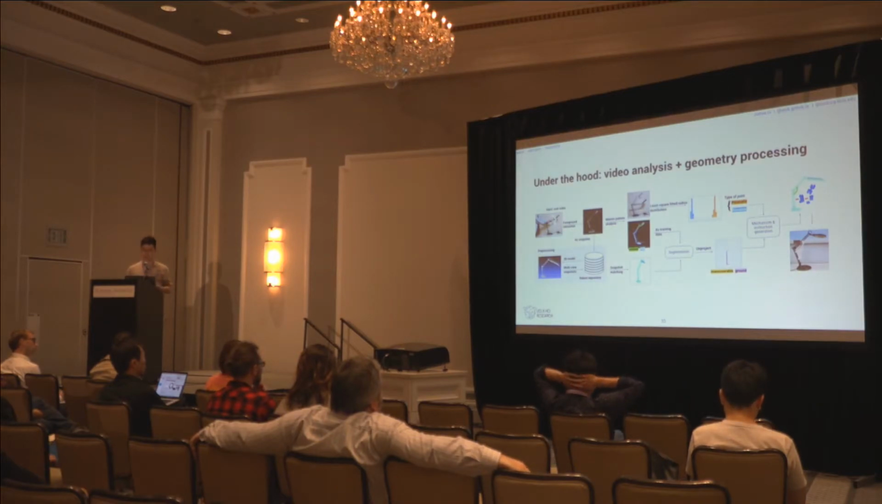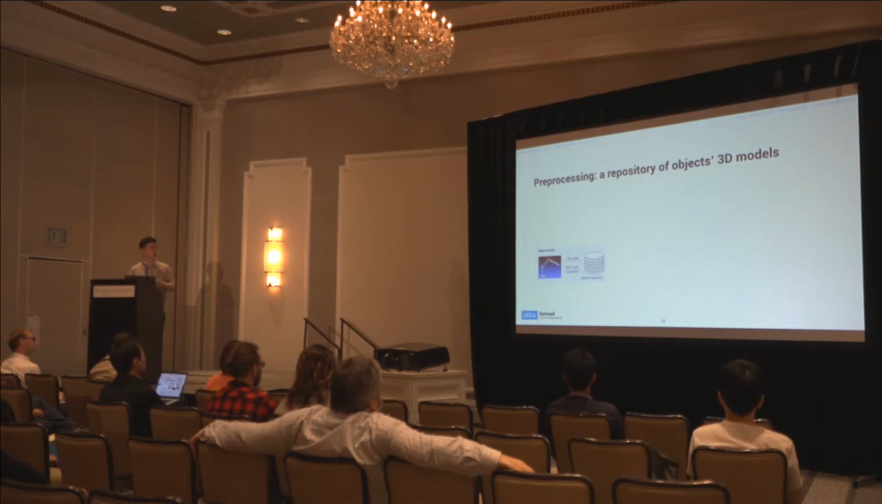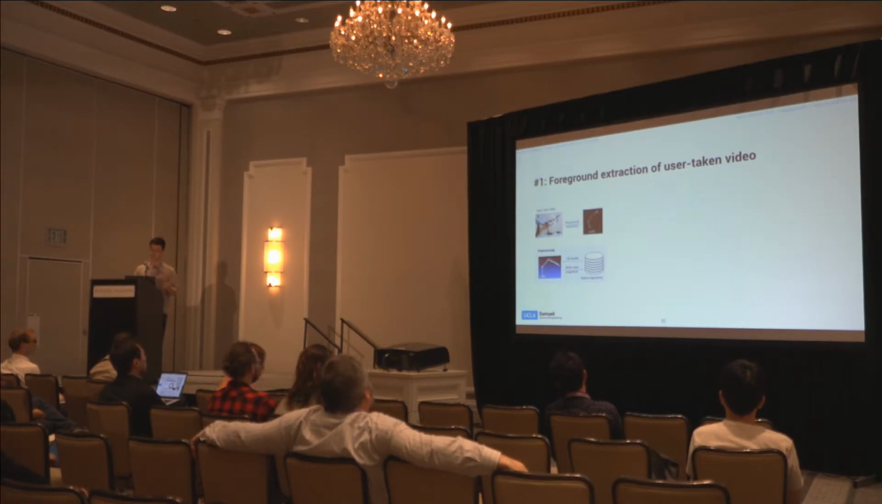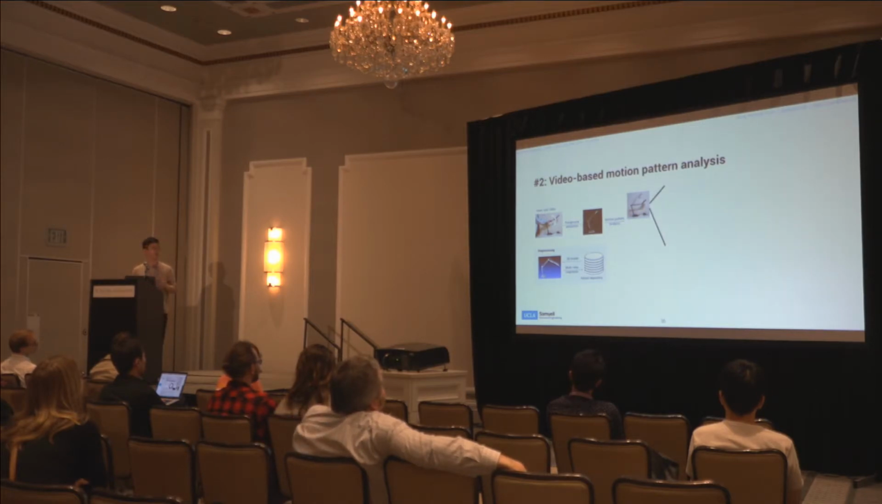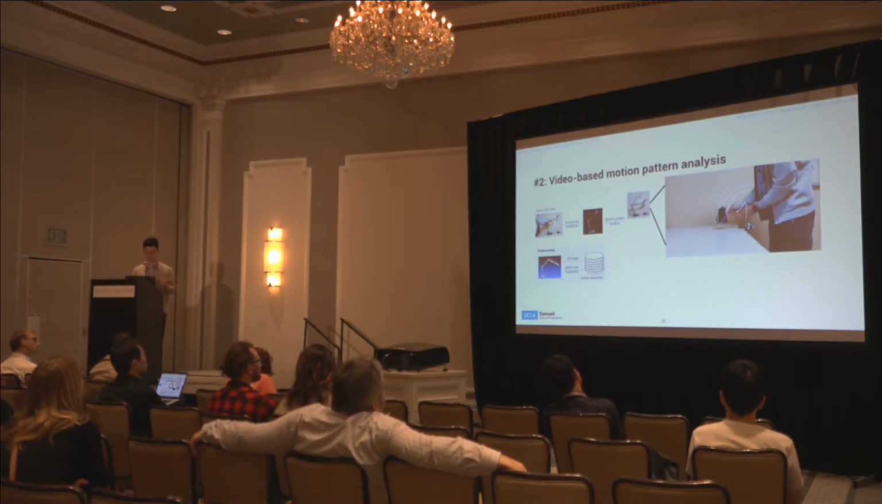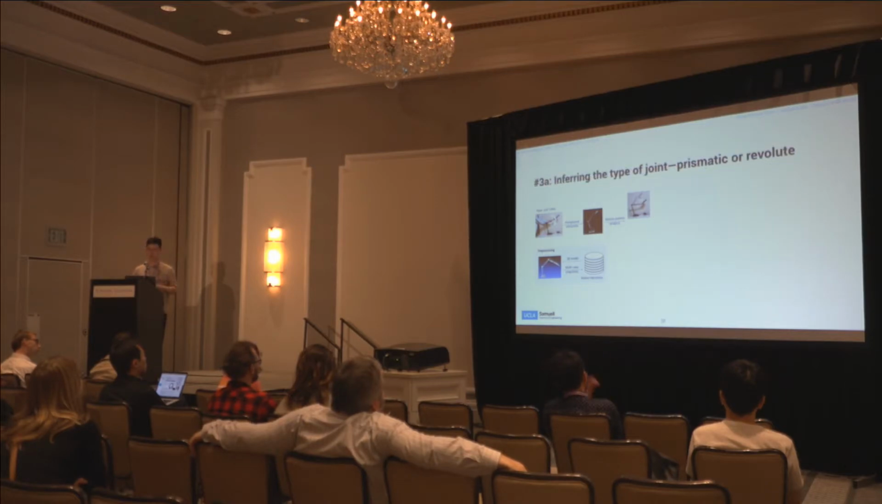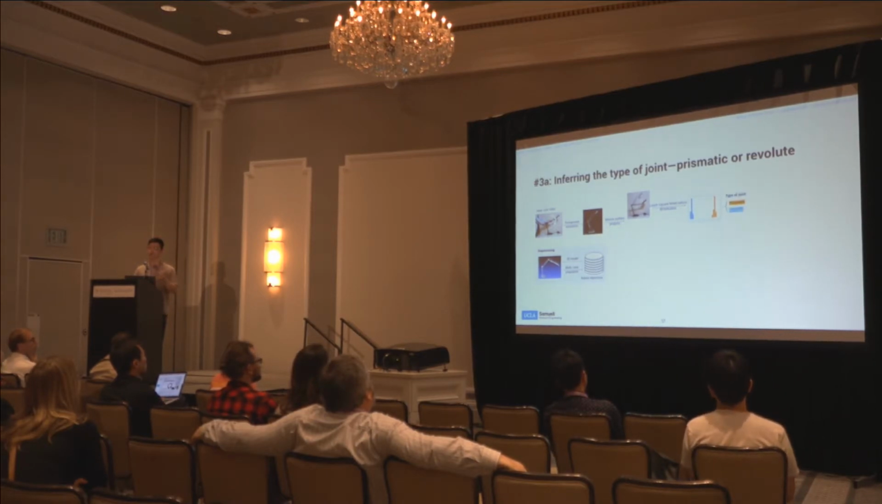So what Robiot does is video analysis plus geometry processing. Robiot will first maintain a repository of object 3D models as a pre-processing step. Then, after the user inputs the video, Robiot will first do a foreground extraction to extract the object from the video. Then, Robiot will do a video-based motion pattern analysis to determine the type of joint, using optical flow to track all the feature points on this object. After that, Robiot will fit an arc to the trajectory of each feature point, and according to the distribution of each fitted radius, it can be classified as either a revolute joint or a prismatic joint.